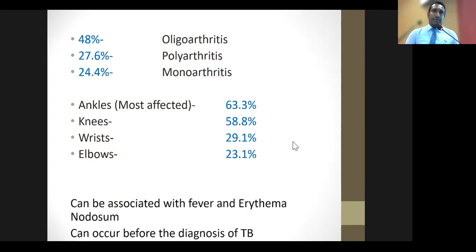If we consider the involvement of joints, it commonly presents with oligoarthritis, 48%, and around 27% polyarthritis, and around 24% will come with monoarthritis. Most commonly affected joints are ankles and knees, with 63% and 58% respectively. And the commonly affected small joints are wrists and elbows. It can be associated with fever and erythema nodosum too. Sometimes Poncet's disease may be the presenting symptom and can present before the diagnosis of TB. So, which we have to keep in mind.